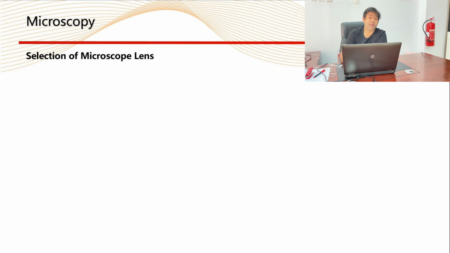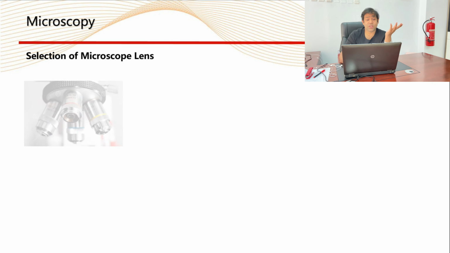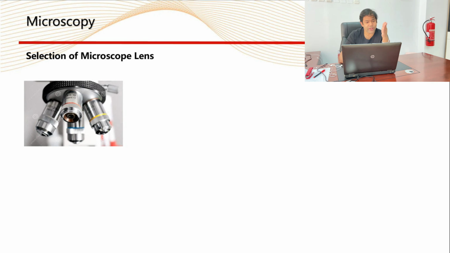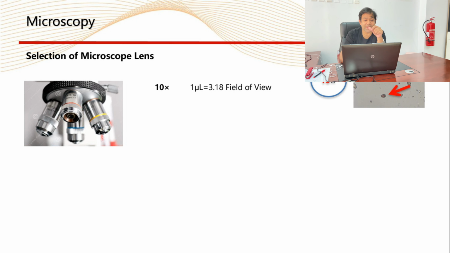And here let's talk about the selection of microscope lens. Like manually, if you're using the manual microscope, so you have different type of lenses. Like you have 10x, you have 100x, you have 40x. So here you will see the differences. So if it is a 10x, which means 1 microliter equivalent to 3.18 field of view, and it will be like this. This is the 10 times zoom.